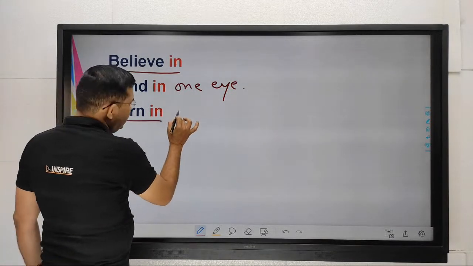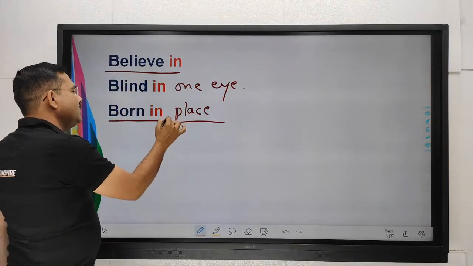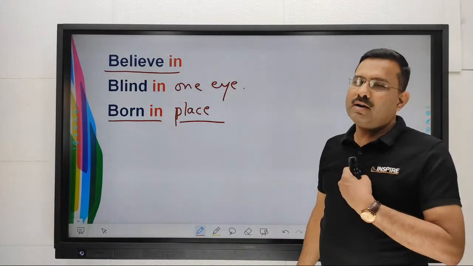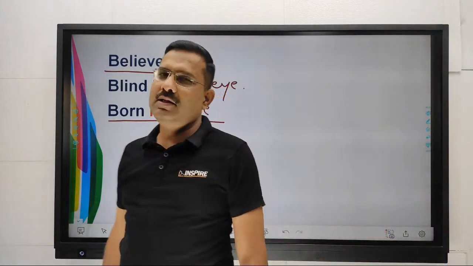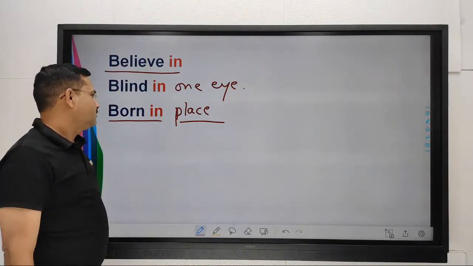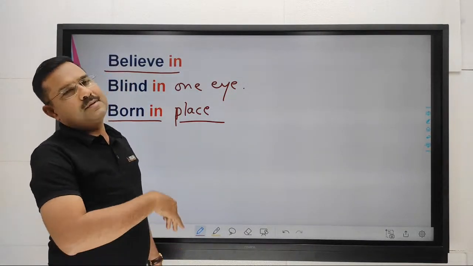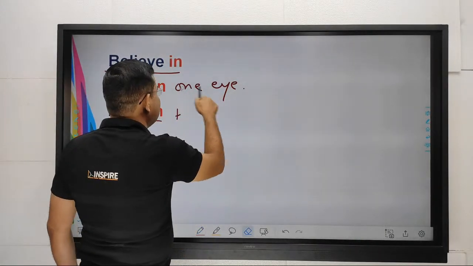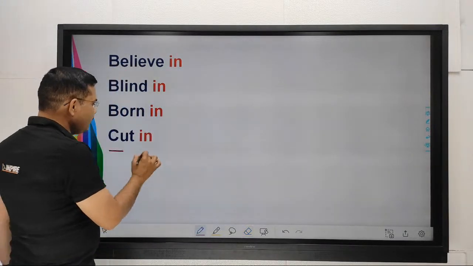I was born in, and then the place. Like Mahatma Gandhi was born in Porbandar. We can forget our own birthplace, but we can never forget the birthplace of Mr. Mohandas Karamchand Gandhi, because we mugged up that essay in our childhood. His birth date, his marriage date, his mother's name, father's name, wife's name, everything we mugged up. So he was born in Porbandar, Gujarat. Yes? Good one. Next. Cut in half.